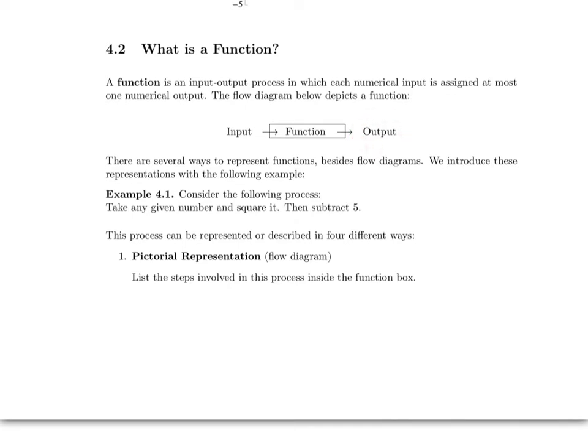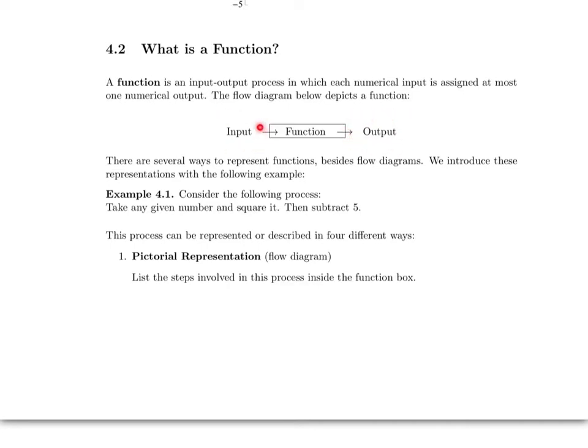numerical outputs. The special feature of a function is each time you put a number in, you get at most one number coming out. A helpful analogy to think of when you're working with functions is that of a vending machine. A function is like a vending machine, so imagine this box here is a vending machine. A vending machine is a process of turning money into food, and a function is a process of turning one number into another number. With a vending machine, the input is the money you put in, and the output is the food you get out.